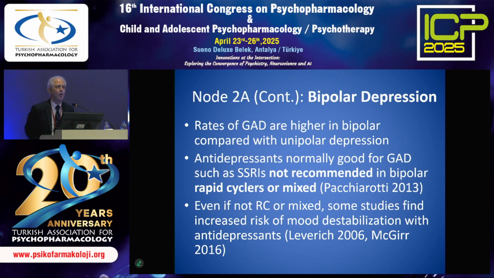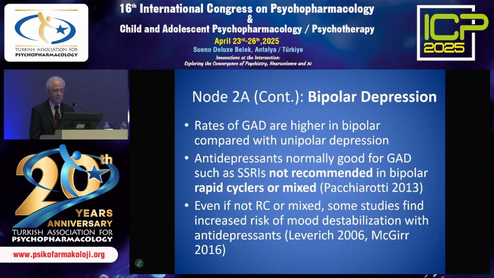All right, what about bipolar disorder? And thinking about bipolar depression to start with. What if they have that and generalized anxiety disorder? Well, you're going to see this commonly because the rates of GAD are higher in bipolar depression, even compared with unipolar depression. So I think you probably know what I'm going to say.